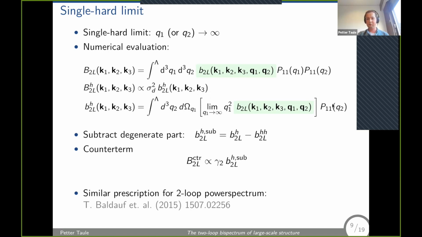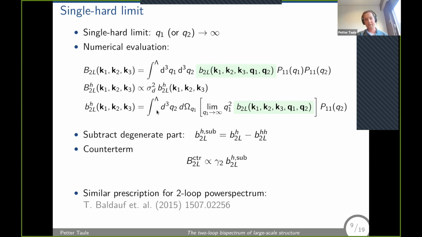And this whole quantity here we can essentially compute numerically by just setting, in the code, Q1 to a large value, much larger than the cutoff here. And then this is the quantity that we take essentially as the counter term.